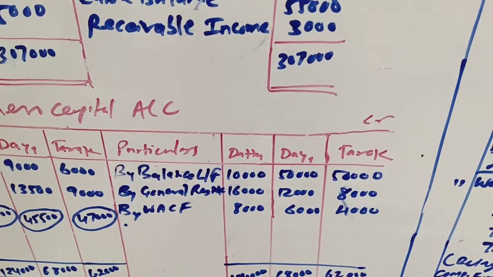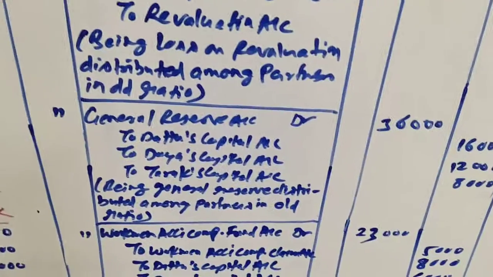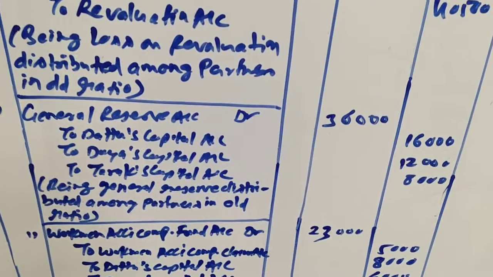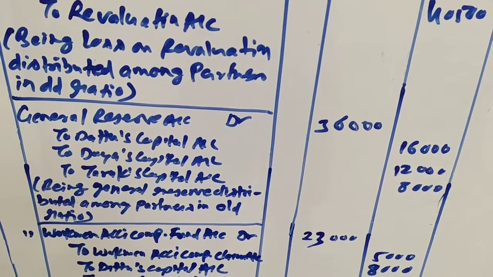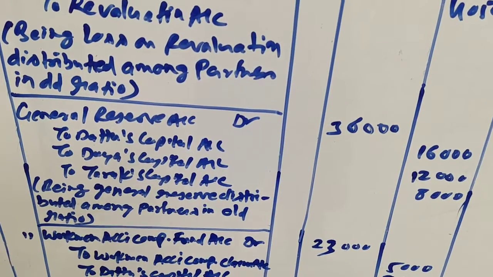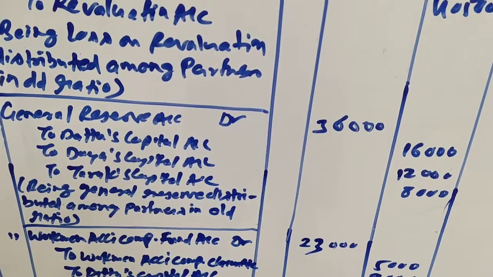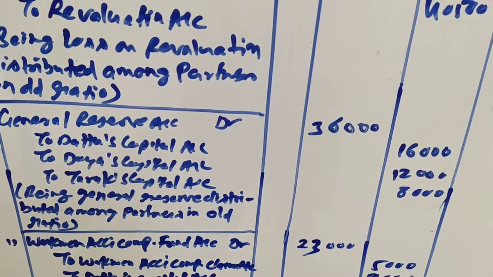Second item you can see. Entry for the same: general reserve account debit, to Dattu's capital account, to Daya's capital account, to Tarak's capital account, being general reserve distributed among partners in old ratio, 36,000, 16,000, 12,000 and 8,000.